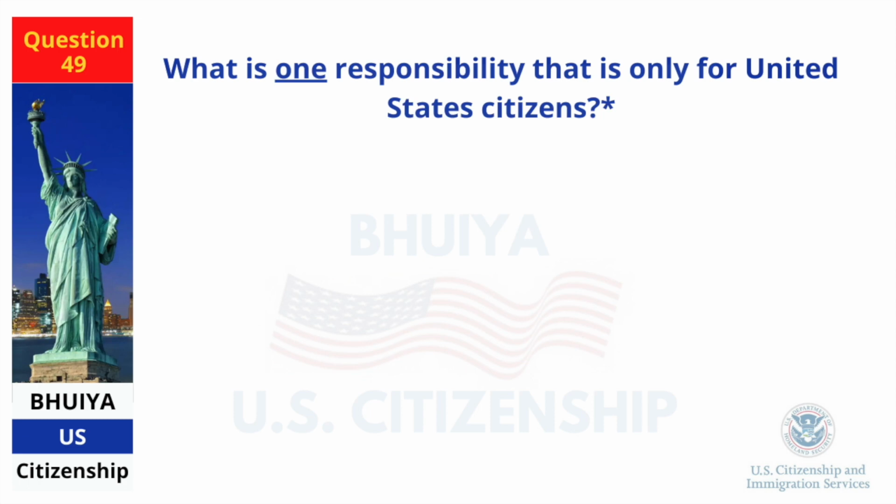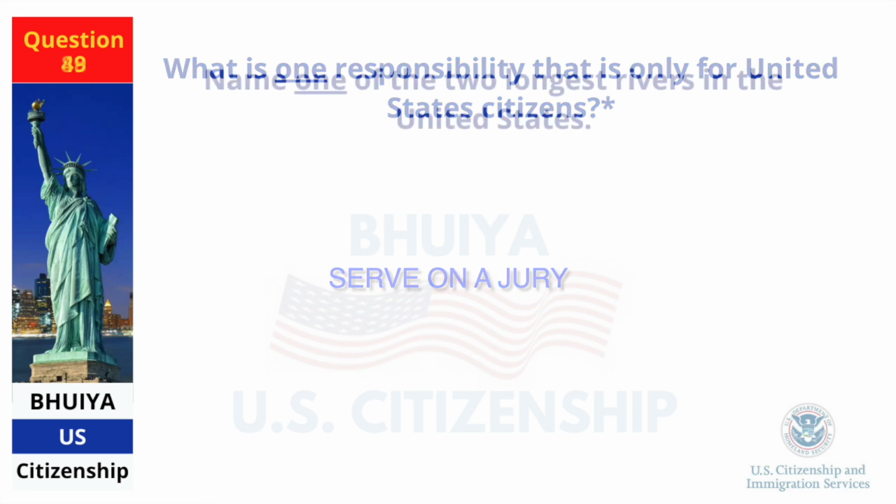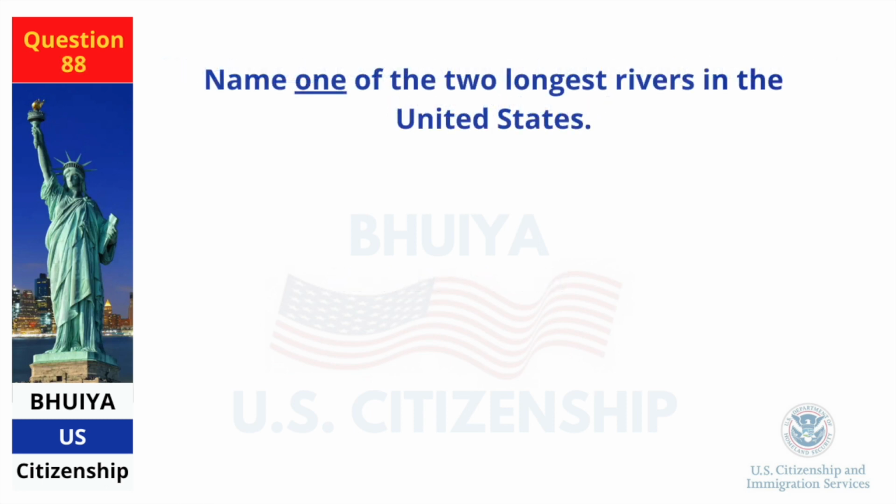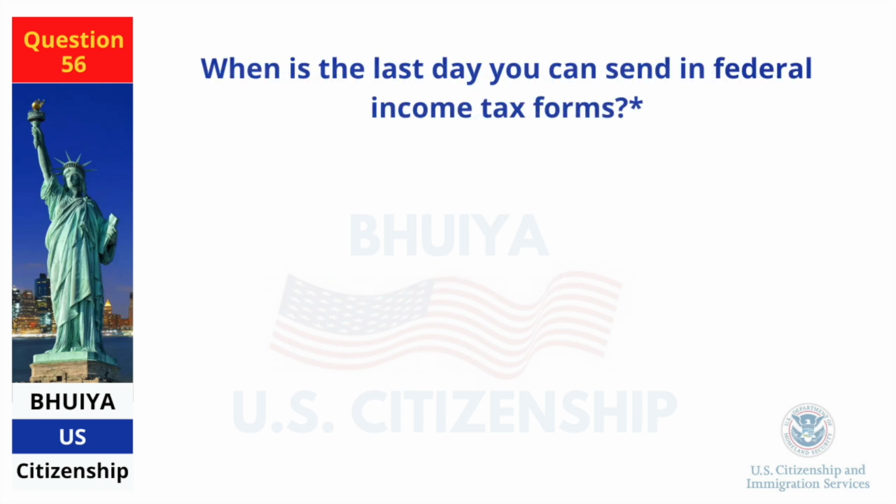What is one responsibility that is only for United States citizens? Serve on a jury. Name one of the two longest rivers in the United States. Missouri River. When is the last day you can send in federal income tax forms? April 15th.